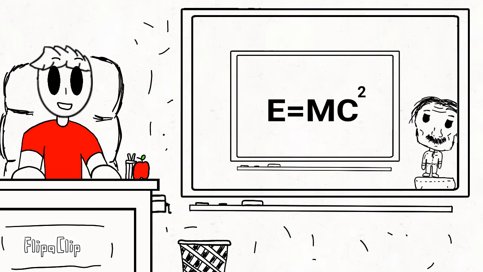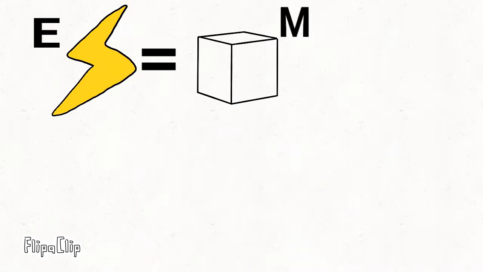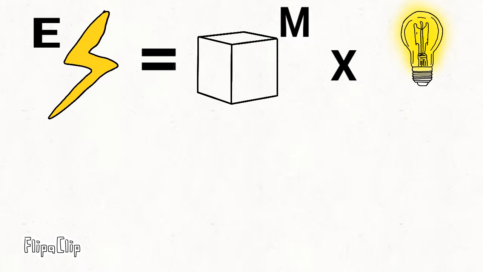Another thing that Einstein developed is, of course, his most famous equation, E equals mc squared. It's a very interesting equation. It states that energy, E, associated with an object, atom, person, or even a whole galaxy, is equal to its total mass, m, multiplied by the speed of light squared, c.